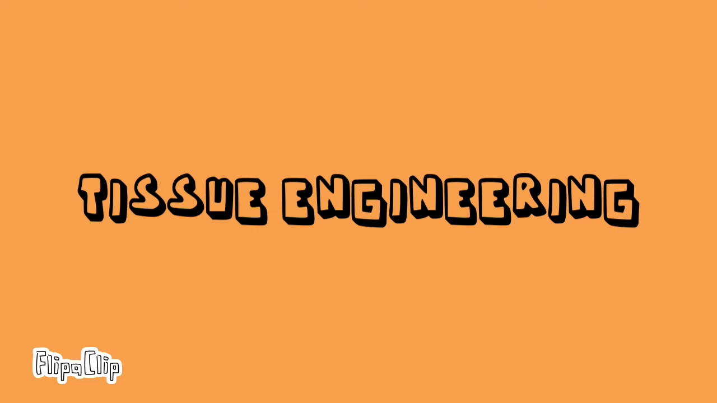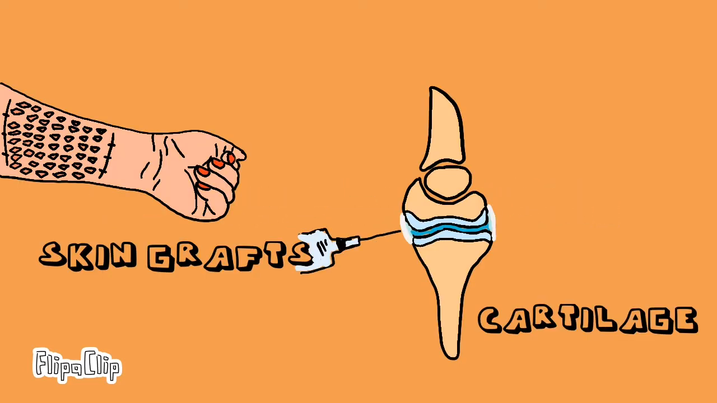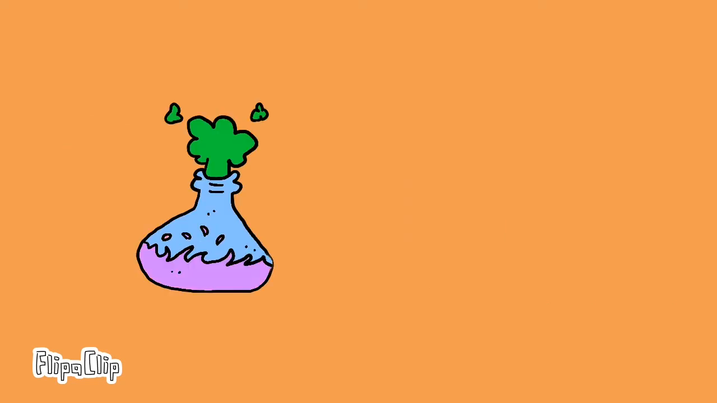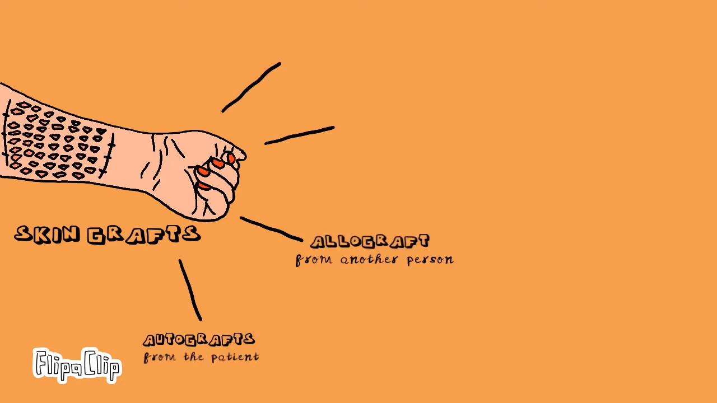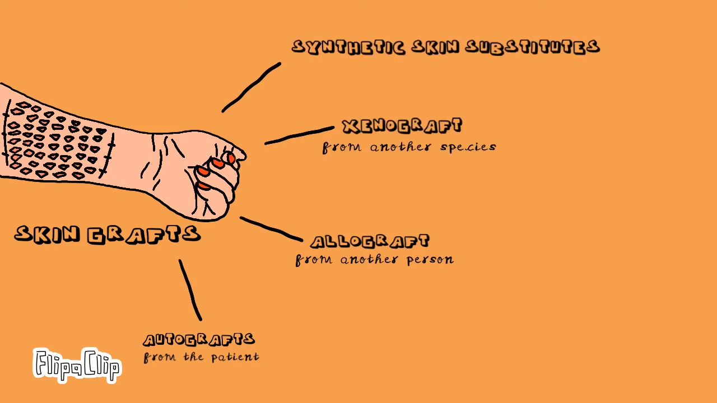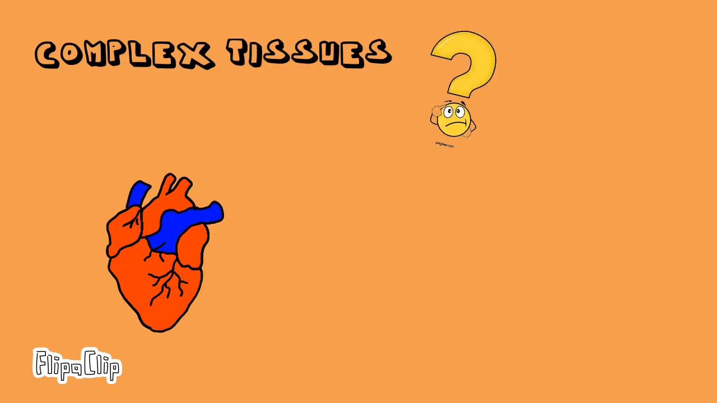Currently, tissue engineering is applied only in a very small context. Skin grafts and cartilage have been implanted in patients, but even these were very experimental and costly. For skin grafts in particular, there are four different types: autografts, which is skin from the patient themselves; allografts, which is skin from another person; xenografts, which is skin from another species; and synthetic skin substitutes, which are manufactured products that act like skin. What about more complex tissues like that of the heart, liver, and lung?